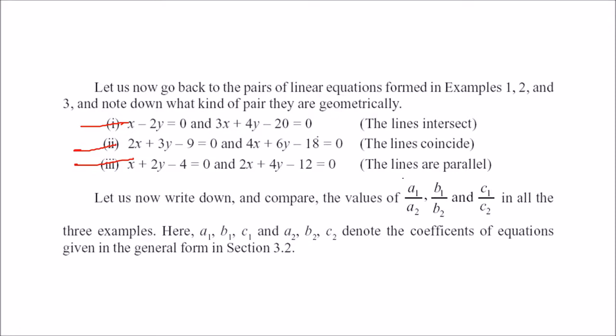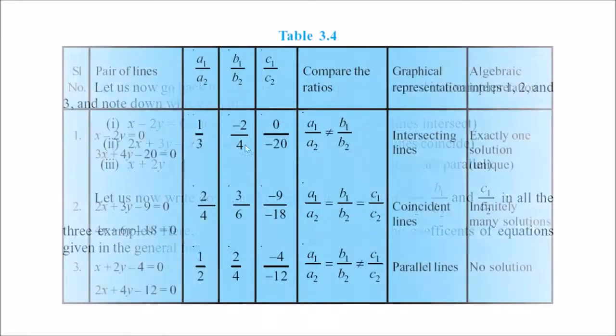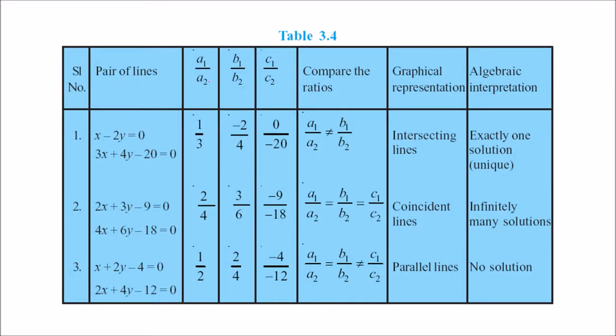So how to get this idea in one glimpse? Is there any way? Yes, we do have. If this is the equation, A1, B1, C1, and A2, B2, C2 will be this. Now, just take this table: A1 by A2, B1 by B2, C1 by C2. We see here that A1 by A2 is not equal to B1 by B2. This is not equal, so this is an intersecting line, we have exactly one solution.